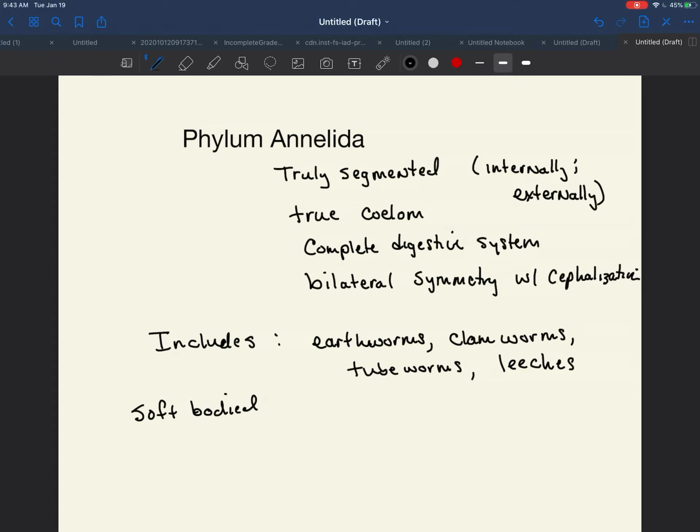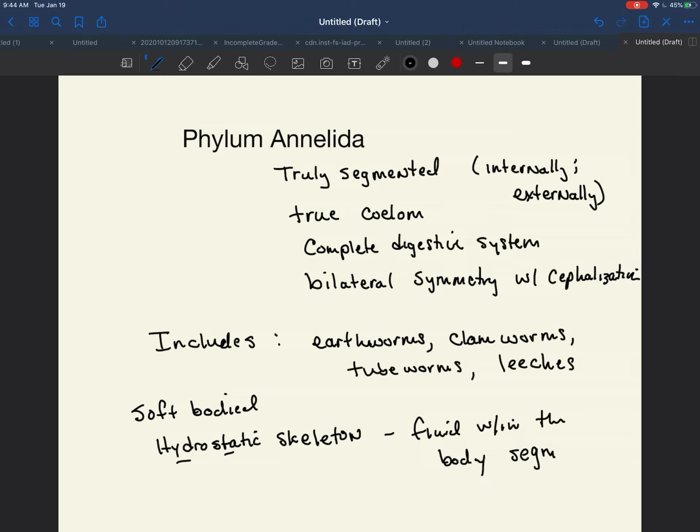So they have a very interesting skeleton, and it is called a hydrostatic skeleton. And what this is, is the fluid in their body cavity. So this is the fluid within the body segments, that actually creates a very strong structure.